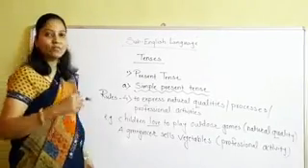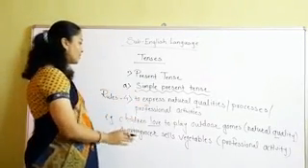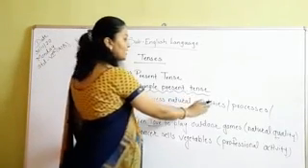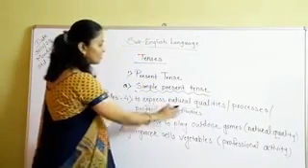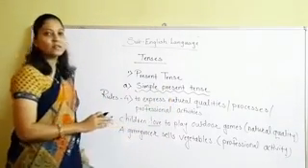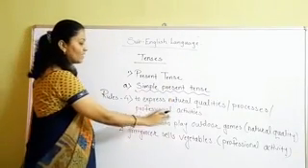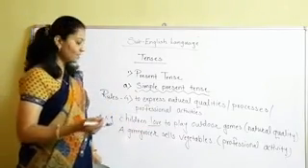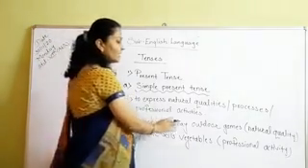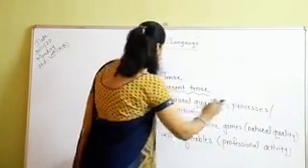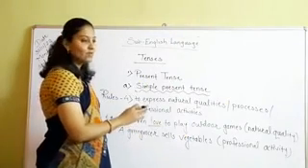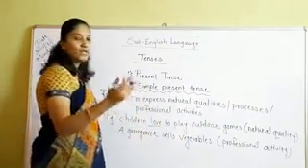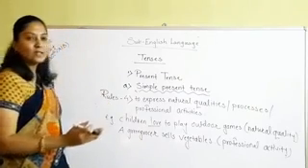Now students, see the fourth rule: we are using simple present tense to express natural qualities, processes or professional activities. Now see the example. Children love to play outdoor games. So in this sentence, a natural quality of children is expressed, as they love to play the outdoor games.